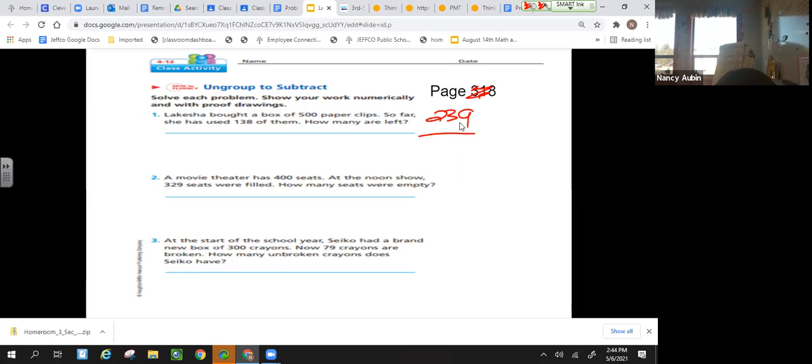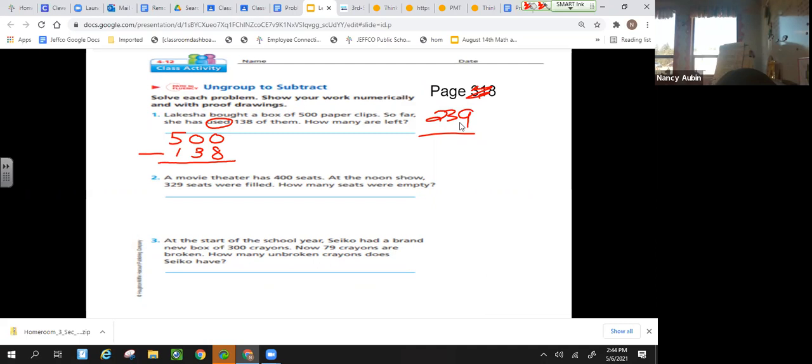239. That's the page. So Lakeisha bought a box of 500 paper clips. So we're gonna try this both ways. We have 500 paper clips. So far she has used, there's our key word, we know we're gonna subtract 138 of them. How many are left? Let's do this together.